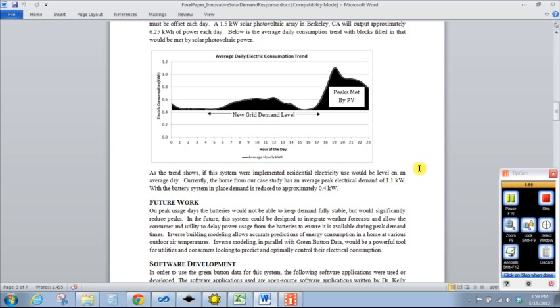So in conclusion, we believe we've got an application that can do great things to stabilize demand, especially from residential buildings. And we believe it also could be very attractive to homeowners that own residential PV systems when time of day pricing becomes more prevalent.